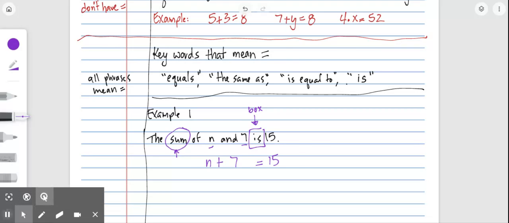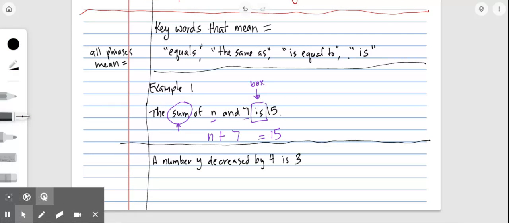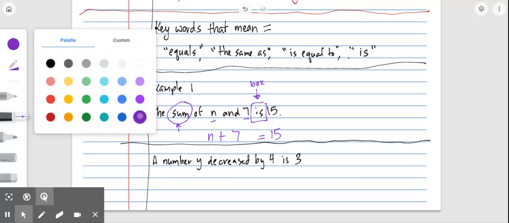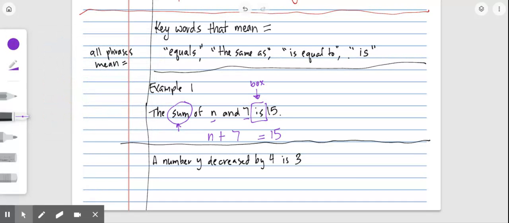Let's try another one. Okay, this one is a number y decreased by 4 is 3. So I'm going to use that same color, purple again. I want to find out what operation I'm using. A word in here that tells me the operation is this word right here, decreased by. This was in our table that we made like forever ago. And then right here, hey look, I see the word is, which tells me that I'm using an equal sign. Again, I put it in a box so that I know that this is an equal sign, okay?